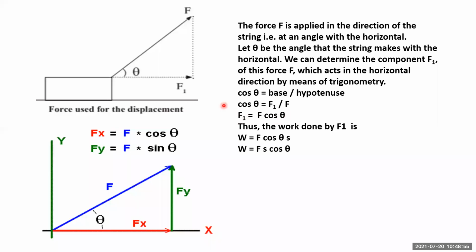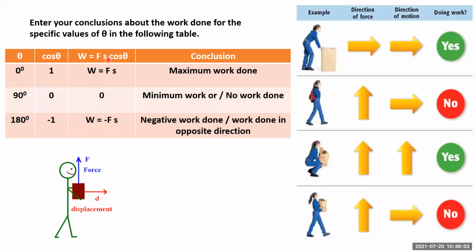Its value is full when theta is 0, and its value is 0 when theta is 90 degrees. We have already discussed this in the table. When theta equals 0, cos theta value is 1, hence we get maximum work done. When theta is 90 degrees, cos 90 equals 0, hence minimum work done or no work done. And when theta is 180 degrees, the cos theta value is minus 1, hence we get negative work done, or work done in the opposite direction. We have also taken some examples where work is done or not.